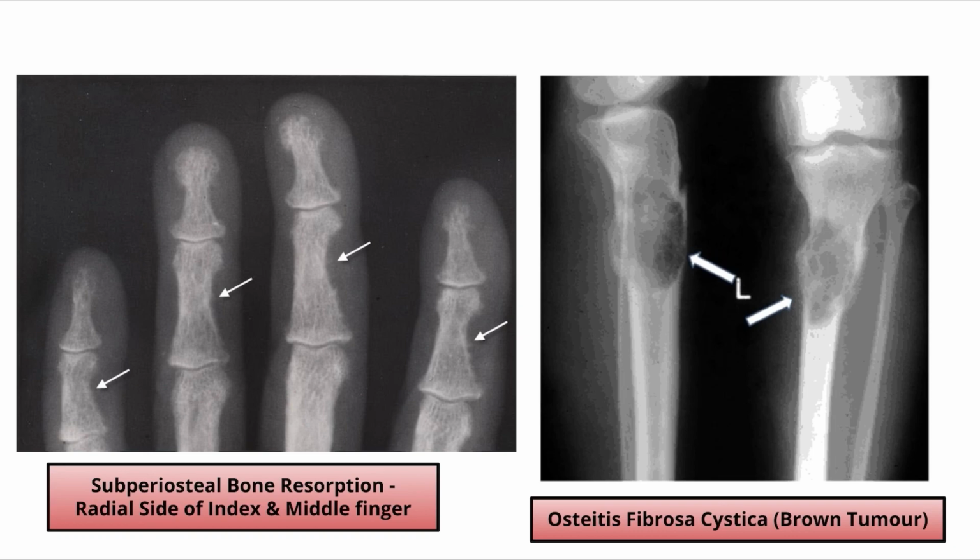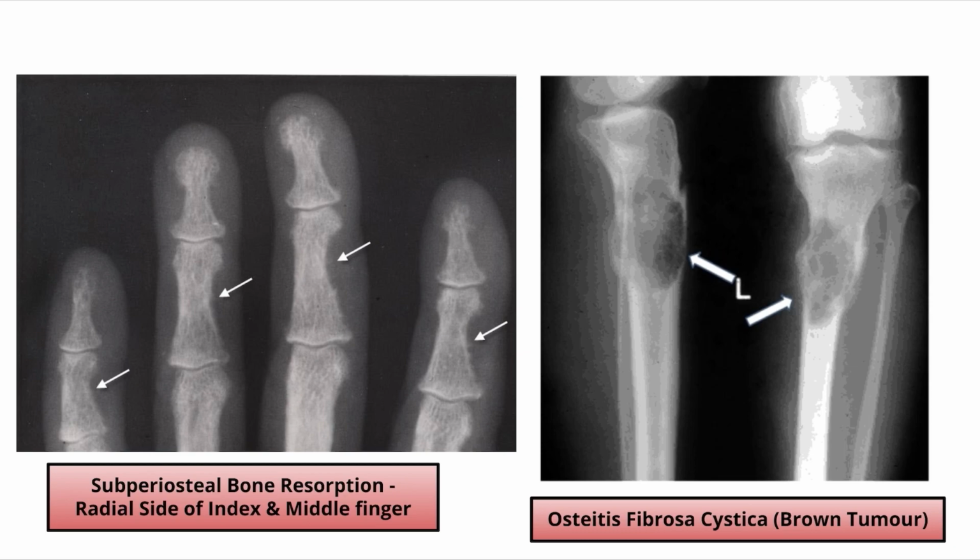Now coming to the important radiological signs and important images which can be asked as questions in radiology or as image based questions in medicine as well. So these are very important images and you should know about this. So two important findings in hyperparathyroidism. As we know, there is bone resorption because of high PTH. So one of the findings is subperiosteal bone resorption, particularly the radial side of the index finger and middle finger. This is almost pathognomonic of hyperparathyroidism.